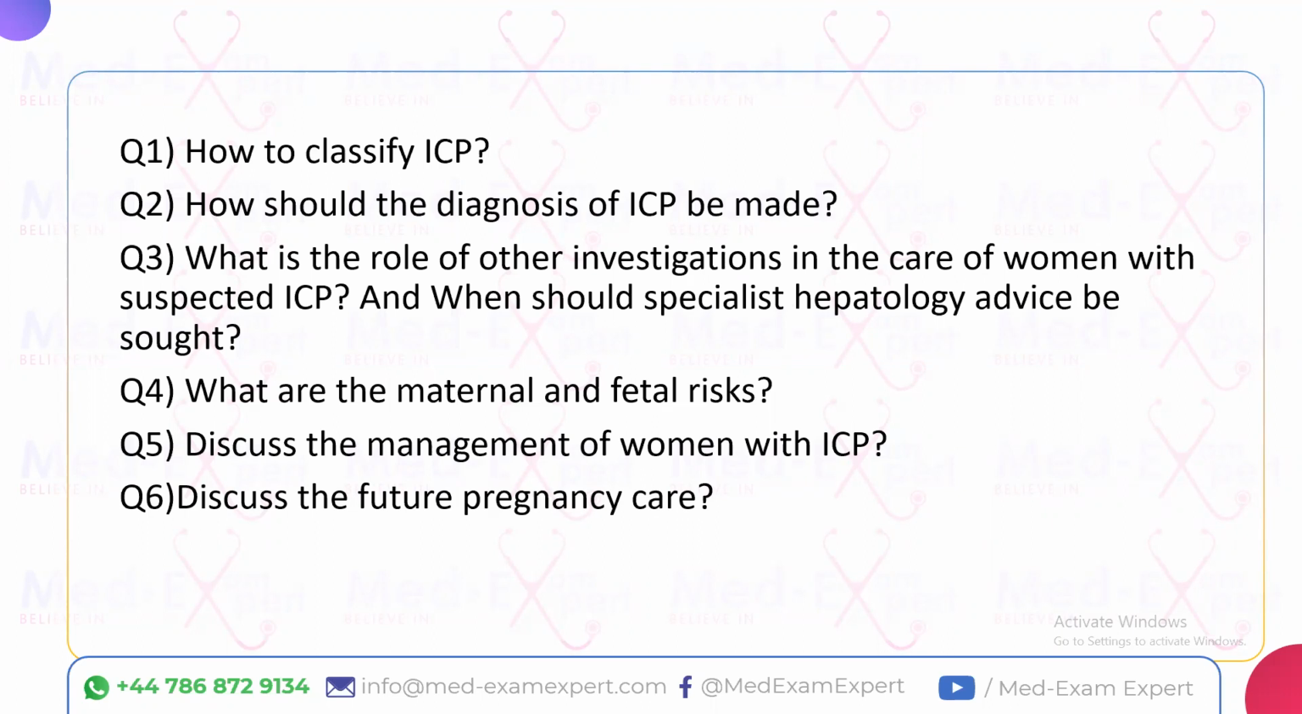So how should the diagnosis of ICP be made? The diagnosis of ICP will be made if the history indicates ICP, and then examination, and then investigation. The investigations which will point towards the diagnosis would be LFTs, including bile acids. If bile acids are more than 100 micromole, then it is most likely cholestasis of pregnancy. What is the role of having other investigations apart from LFTs and bile acids? And when should the hepatology specialist advice be sought?